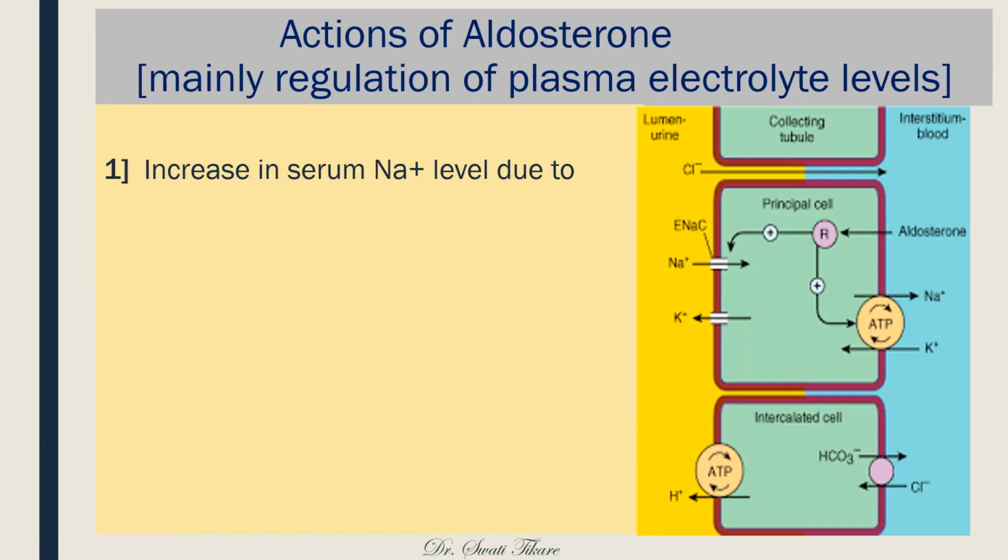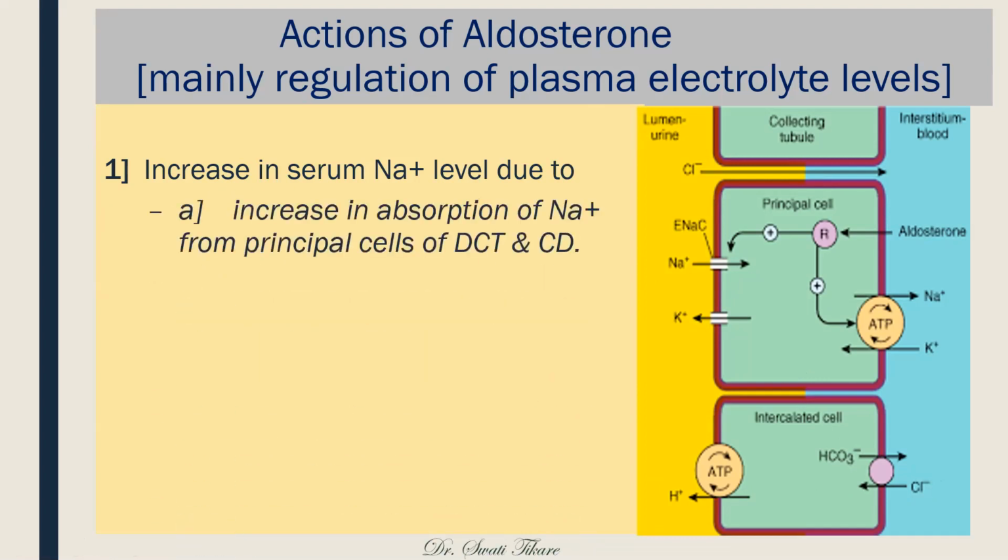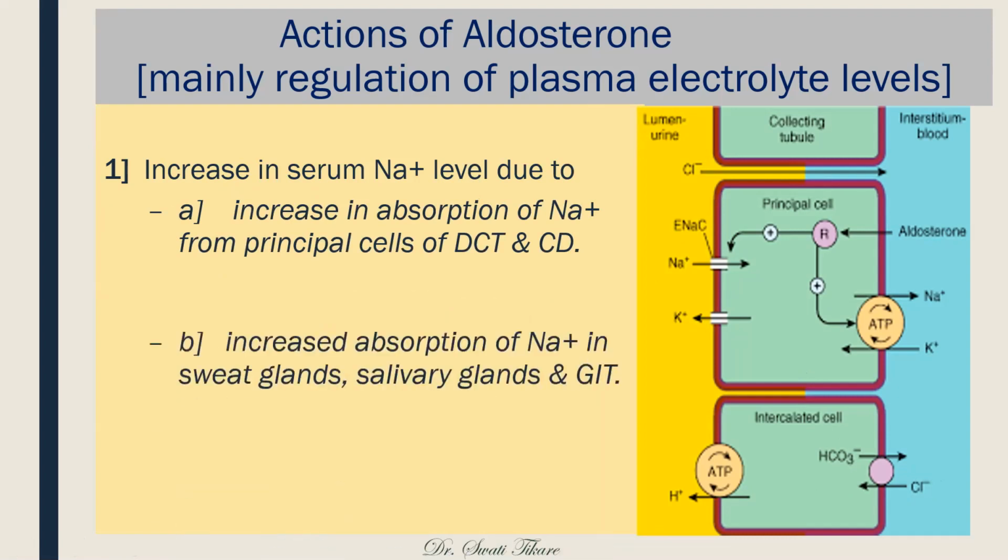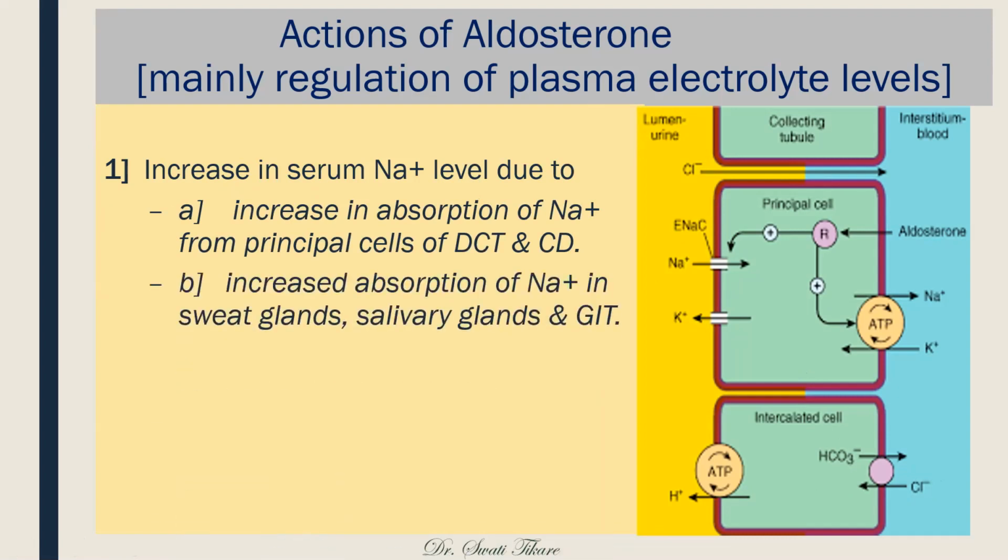What is it going to do? The actions of aldosterone: when so much sodium is getting reabsorbed, it is going to increase the serum sodium level, due to increased absorption of sodium from the principal cells of the DCT and collecting duct. Second, it increases the absorption of sodium in other glands also, like the salivary glands, sweat glands, and in the GIT. In all the secretions of the GIT, more and more sodium is getting reabsorbed. They are not secreting it. So everywhere it is reabsorbing sodium.